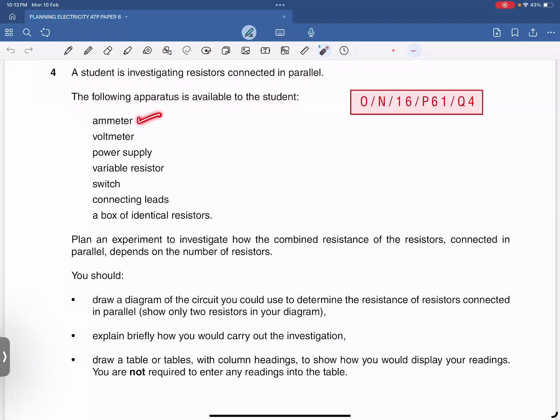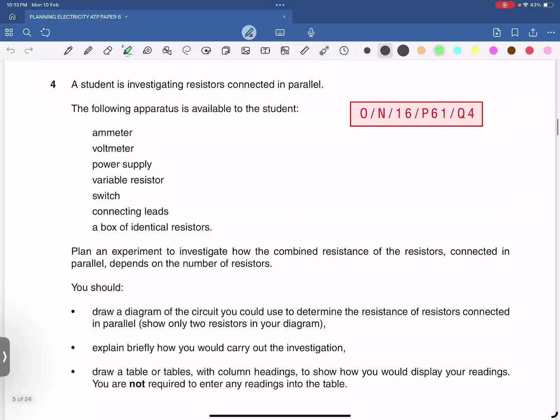Okay, you have an ammeter, we will use it. You have a voltmeter, we will use it. Power supply, we will also use it. Variable resistor, you may use, but I'll not be using. Switch, I'll use it. Connecting leads are the wires, we will use them. Box of identical resistors, we will use them. So let's read the question.